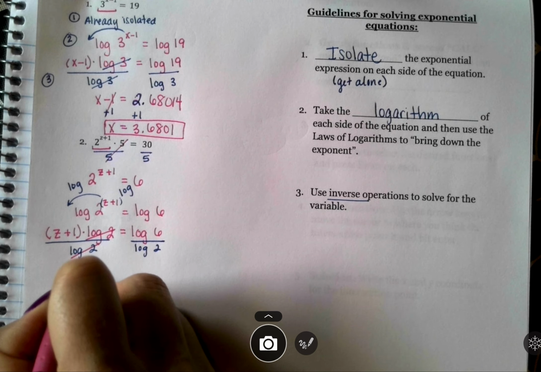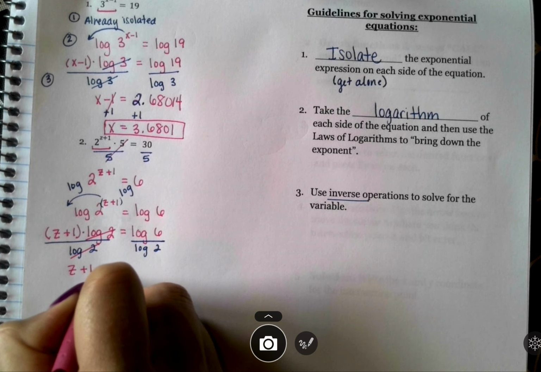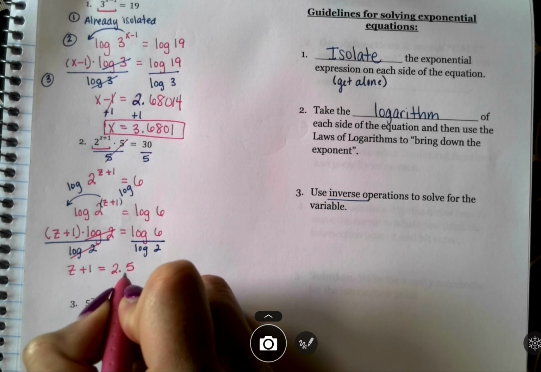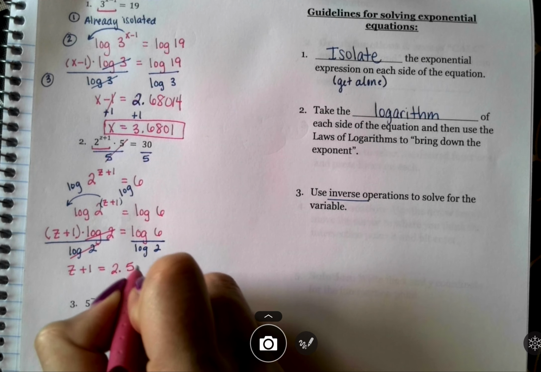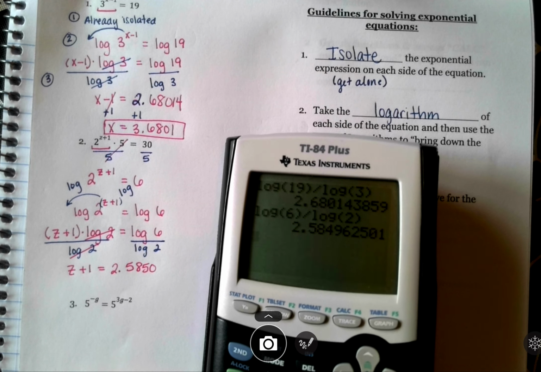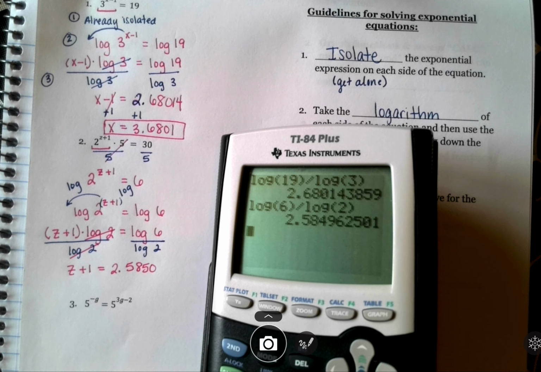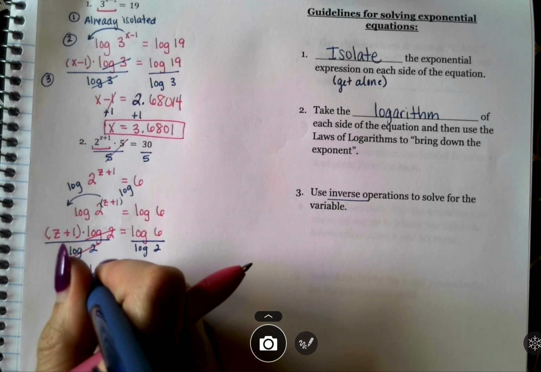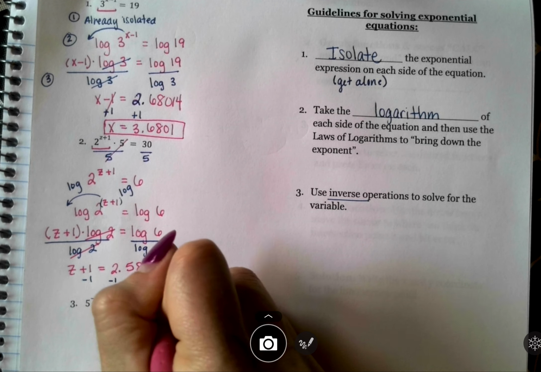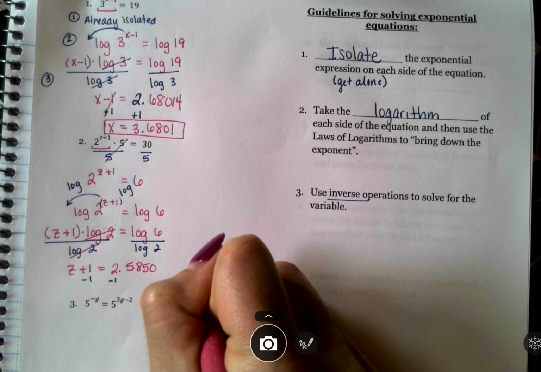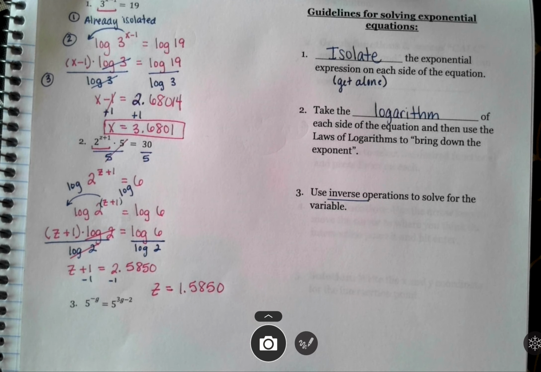So I have z plus 1 equals 2.5850. I'm just going to show that again. So then to get z by itself, I subtract 1 on both sides, and we get z equals 1.5850.